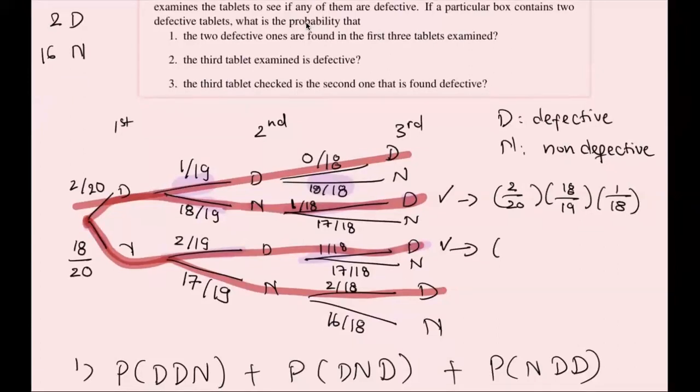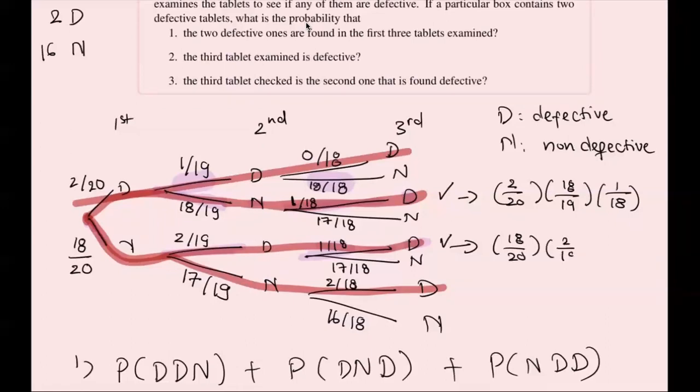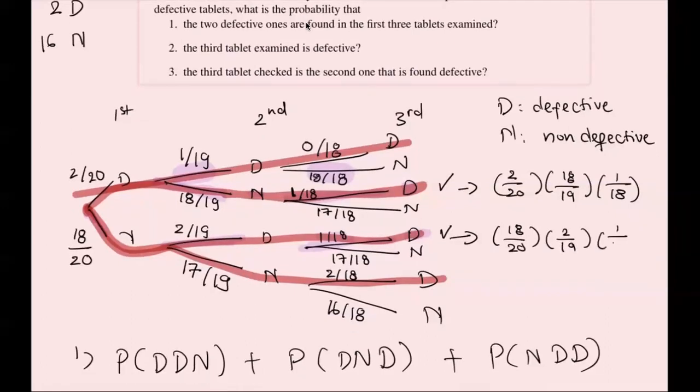This path is 18/20, 2/19, and 1/18. If you add them together, you will get the answer for part 3.